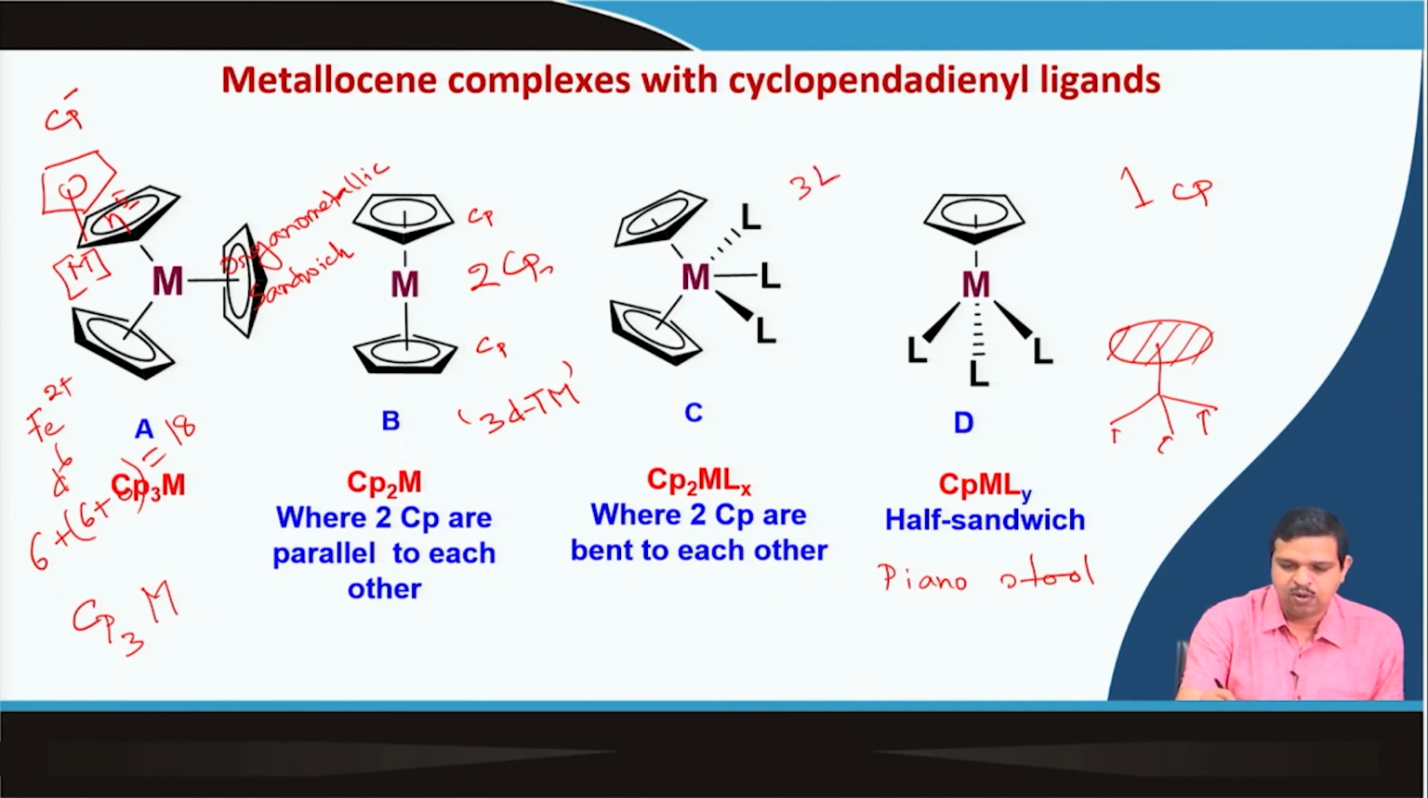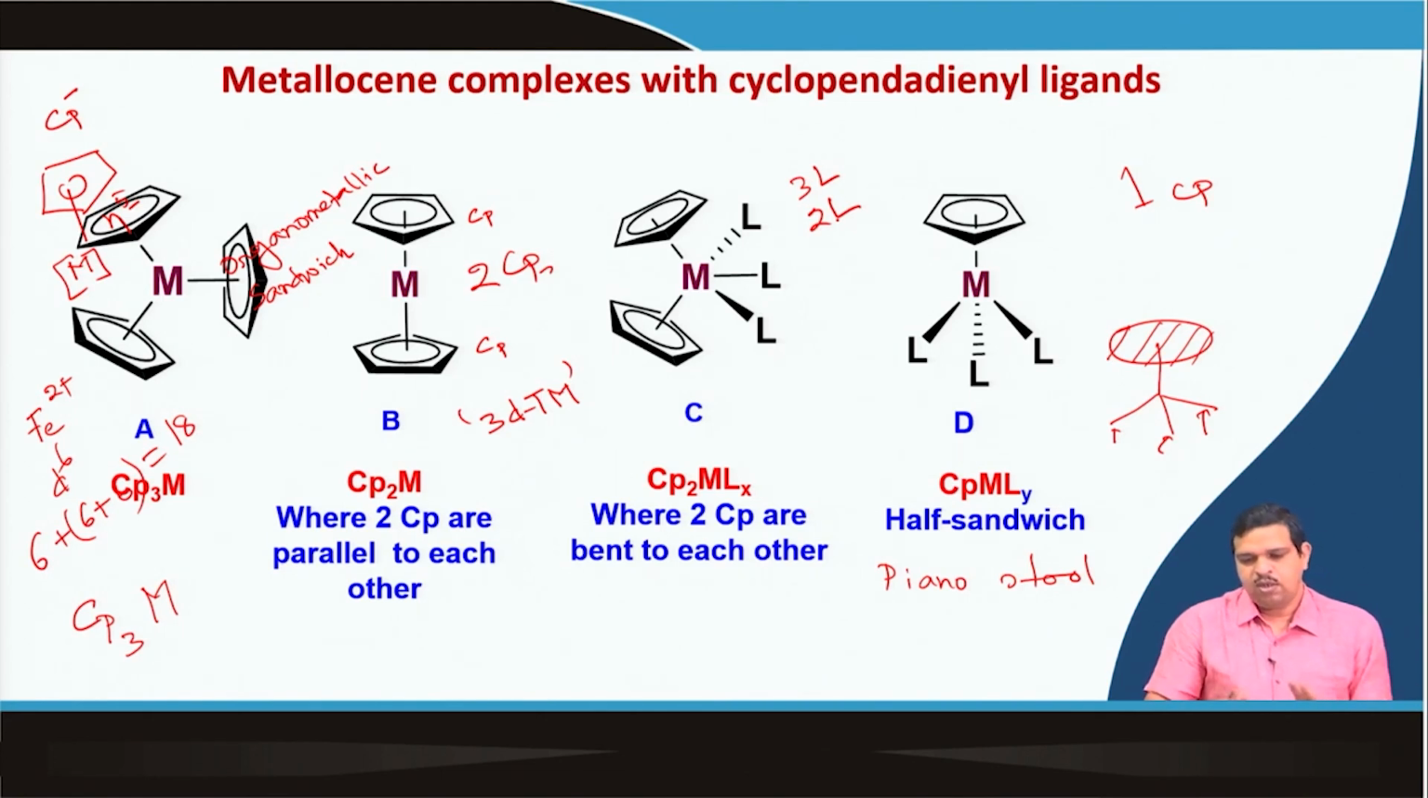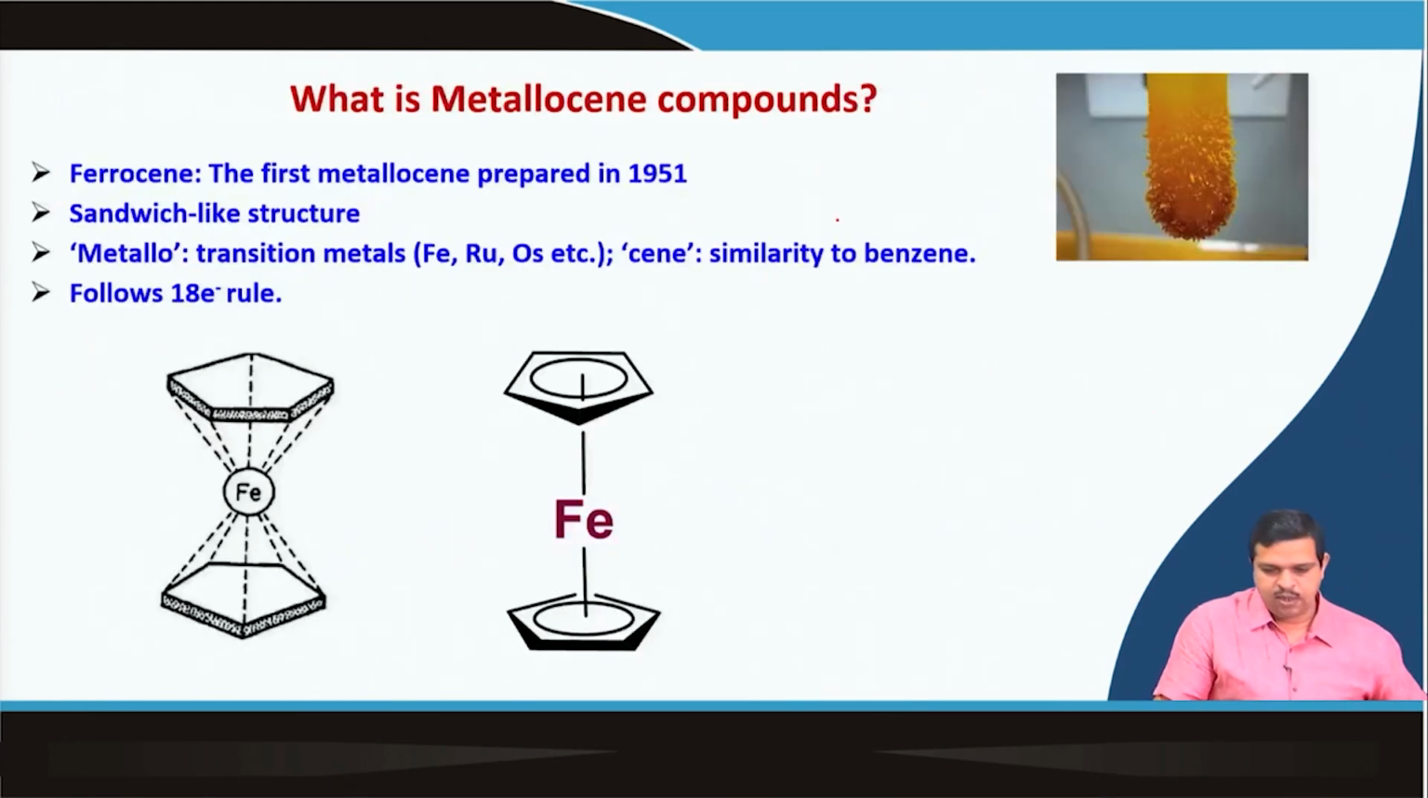Okay, 3L or 2L. Okay, and here you will see that one Cp ligand and the other ligands monodentate. It may be monodentate, it may be chelating, it may be bidentate. So this is a very crude structure I am trying to show to give a flavor of what kind of structural variations is possible in the metal cyclopentadienyl ligands.